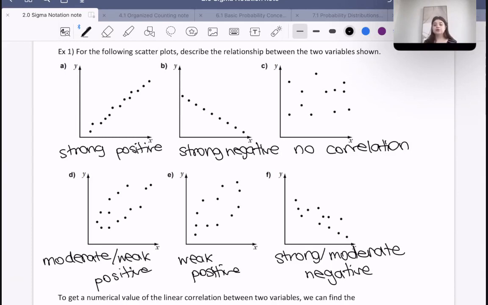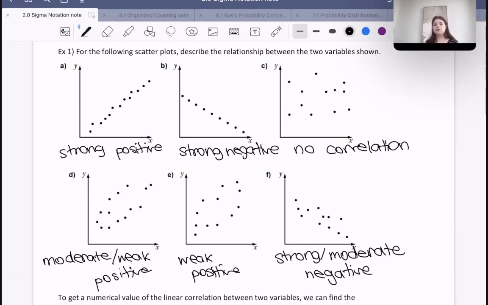All right, so for strong negative, an example could be that x is how much it rains, and y could be how much we have to water our garden. Because the more it rains, the less we're going to water our garden, and the less it rains, the more we water our garden. So that could be an example for strong negative, or just negative in general.